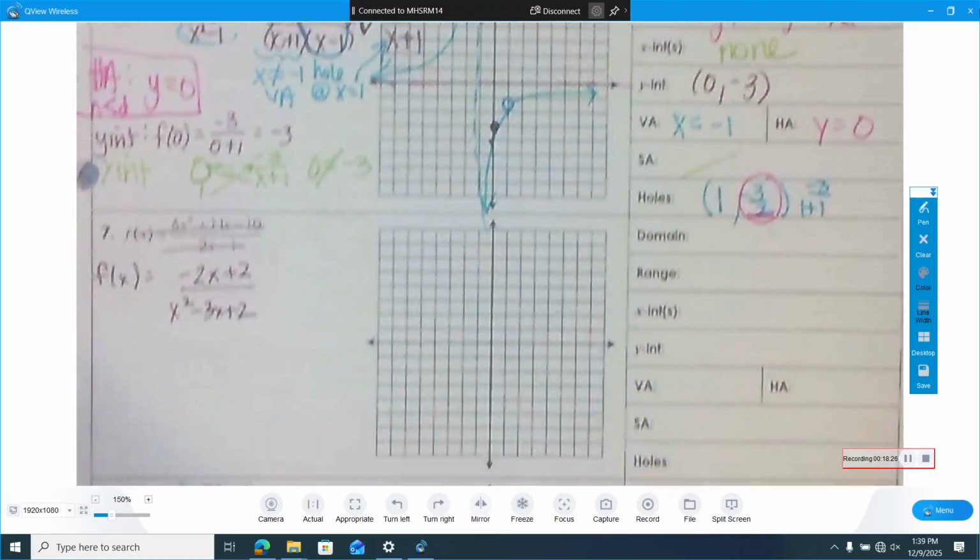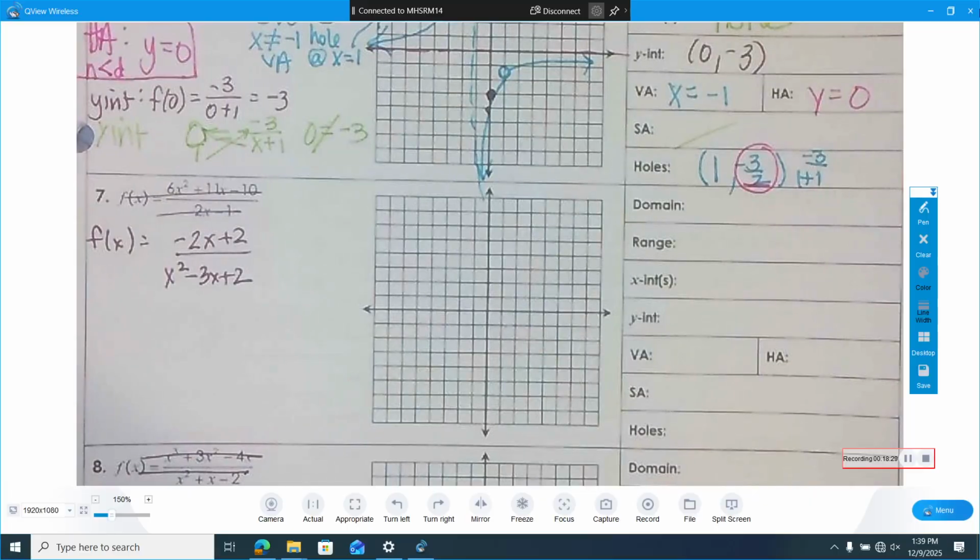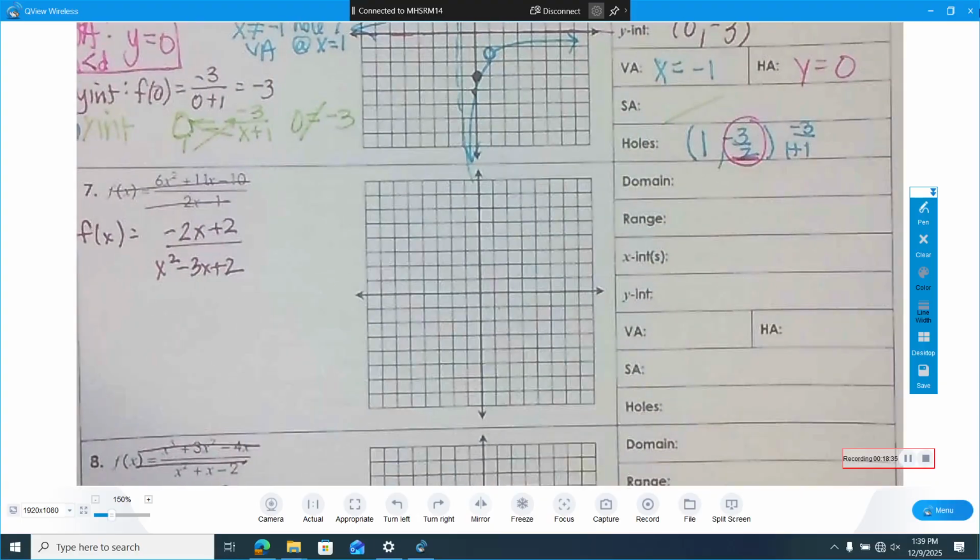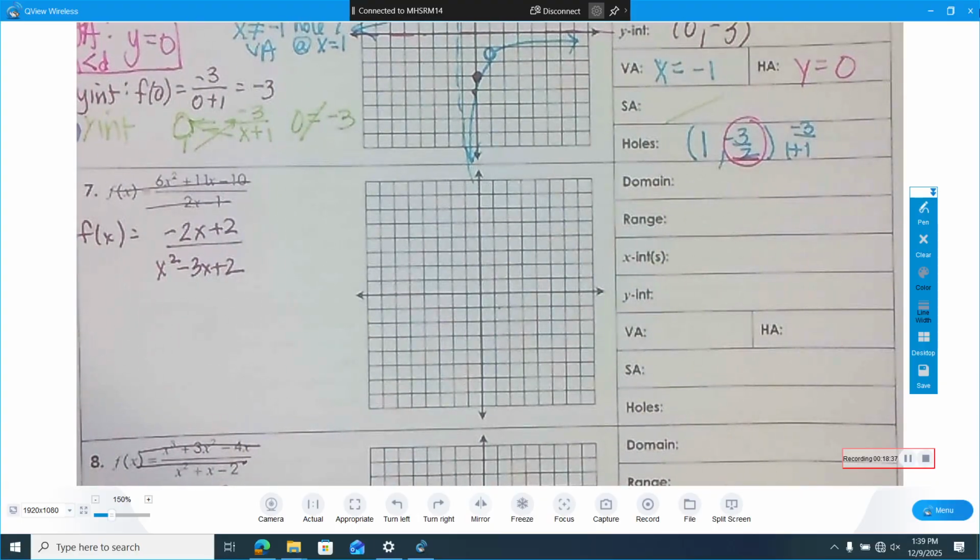Let's look at another one of those. No. One more. No, I said let's look at another one. I didn't say one more. Okay.